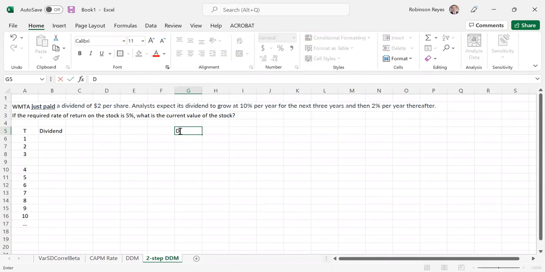Just type everything you are given in the problem. I can see this company just paid a dividend of $2 per share. If it just paid the dividend, we're assuming this is D0, the dividend in period zero. Period zero is today, and it's $2. Now the analysts are expecting this dividend to grow at 10% per year for the next 3 years. So this is a rather short period of time in which the company will grow at a supernormal, accelerated growth rate. Let's call it supernormal g, and let's say this is 10%.